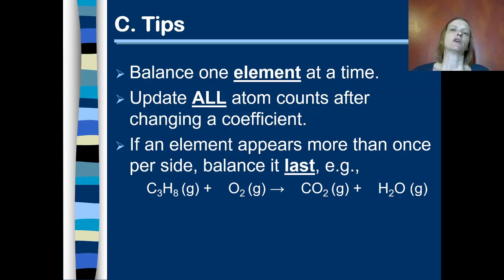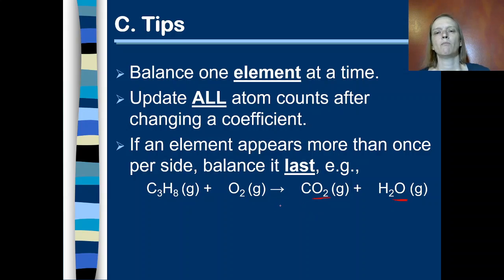If an element appears more than once per side, my recommendation is that you balance it last. So for instance, in this example, we have a compound that contains carbon and hydrogen, and then just elemental oxygen. And then on the product side, we have carbon and oxygen, and then we have hydrogen with oxygen. So oxygen appears twice on one side of the equation. Therefore, it's a good strategy to leave it until last to balance it.